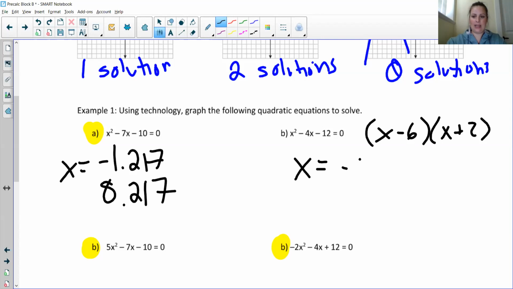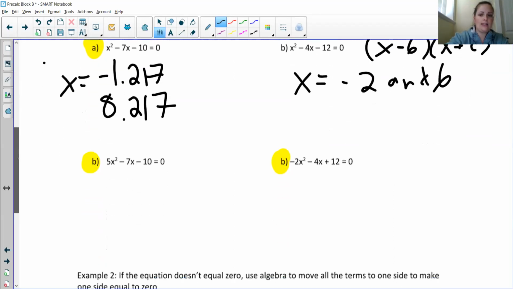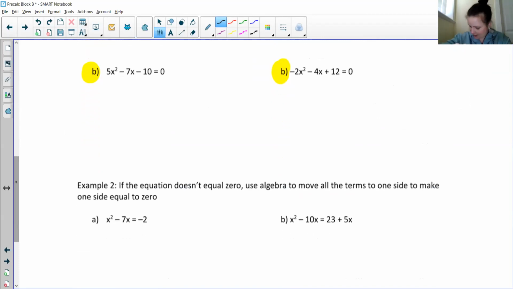So x is going to be negative 2 and 6. Okay, but you can also put that in your graphing calculator and verify that that's the answer. Okay, I want you to pause the video here and get these answers on your graphing calculator.